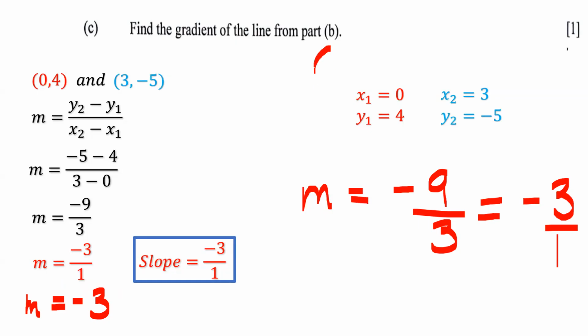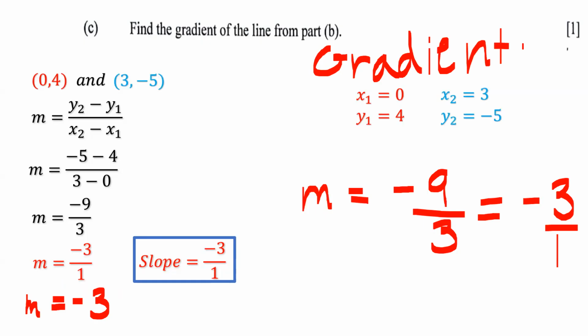So let's write that down. The gradient of the line is equal to just negative 3. Negative 3 is the gradient. We don't have to keep it in fraction form. All right, let's move on to the next question.